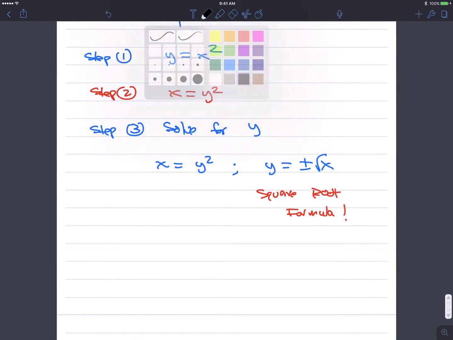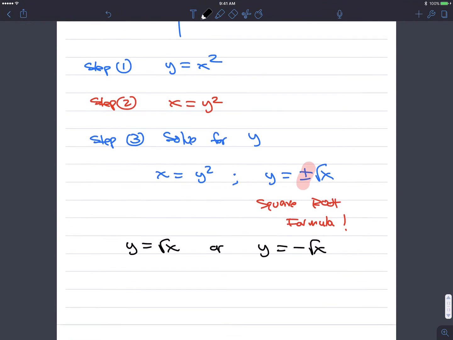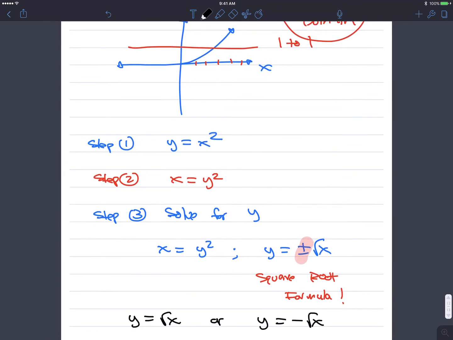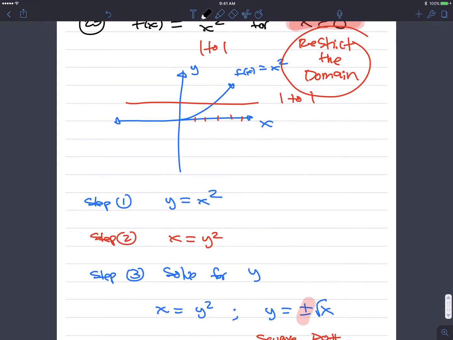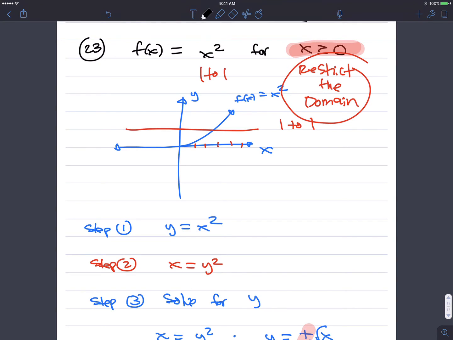Let's see what this means. This means y equals positive square root of x, or y is the negative square root of x, because this is plus or minus by the square root formula. Let's see if you guys can tell me which one is it. Is it positive or is it negative? Let's go back. What did they say over here again? They want x to be greater than or equal to what? 0.